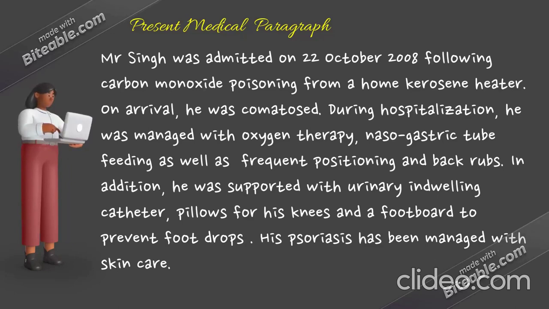So we will start with the patient. From here onwards, you have to write the patient's surname. If the patient is less than 18 years, you can write the first name. So: Mr. Singh was admitted on 22 October 2008 following carbon monoxide poisoning from a home kerosene heater. Here we can just write how the patient came and with what. Then we can write: on arrival, comma, he was comatose.